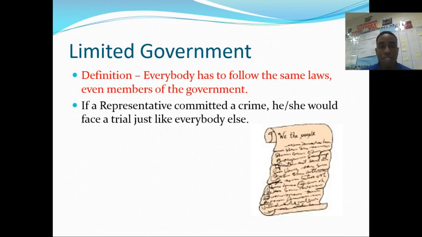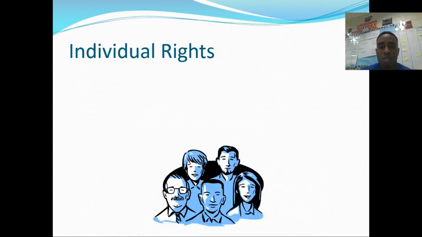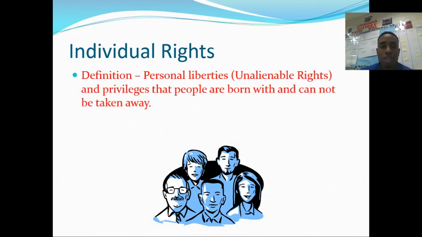Limited government simply means if a representative commits a crime, he or she would be faced with trial just like everyone else. Everyone has to follow the same rules, and government officials are not above them.